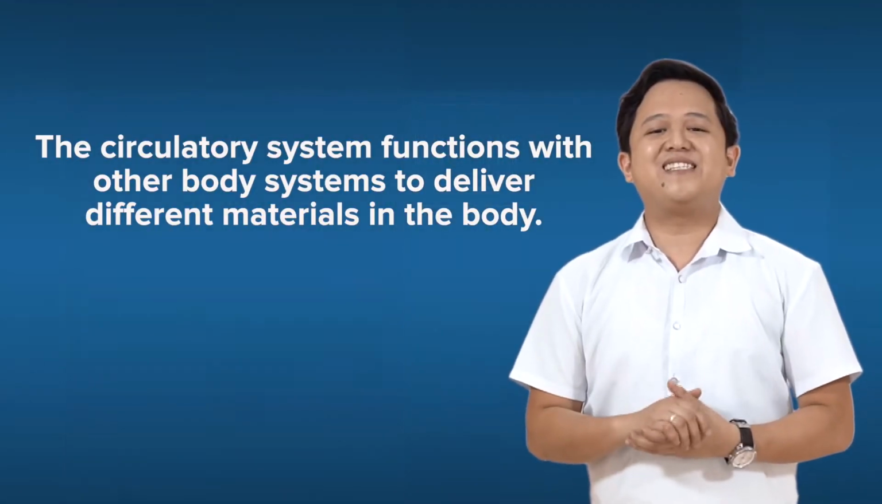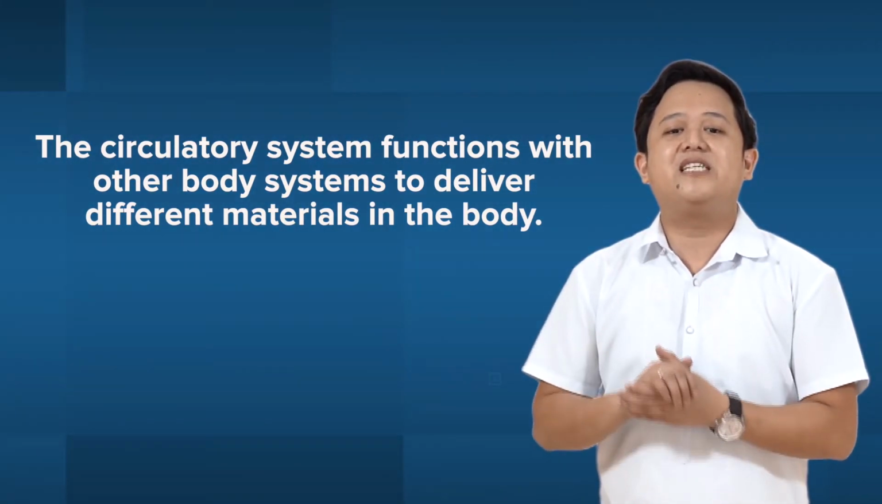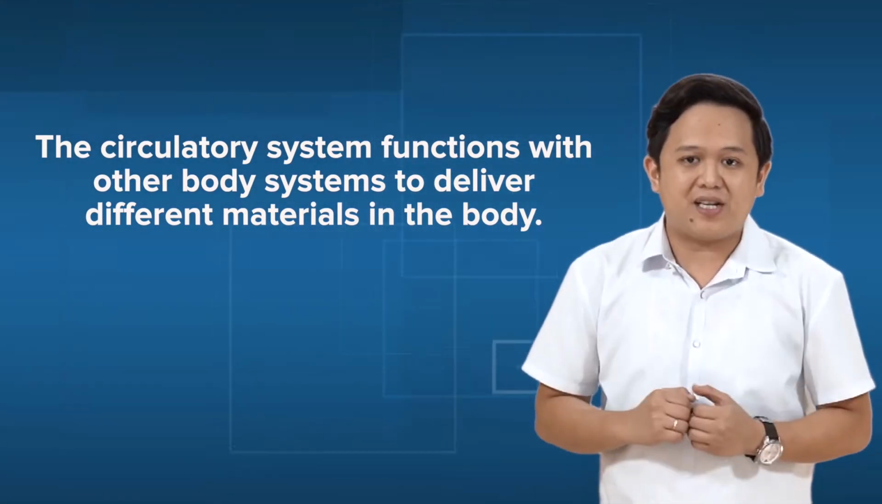The circulatory system functions with other body systems to deliver different materials in the body. It circulates vital elements such as oxygen and nutrients. At the same time, it also transports waste away from the body. Do you know what the circulatory system consists of?